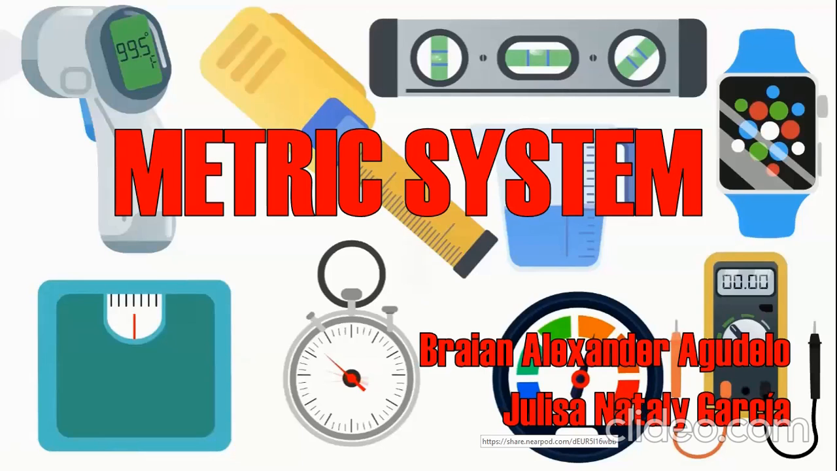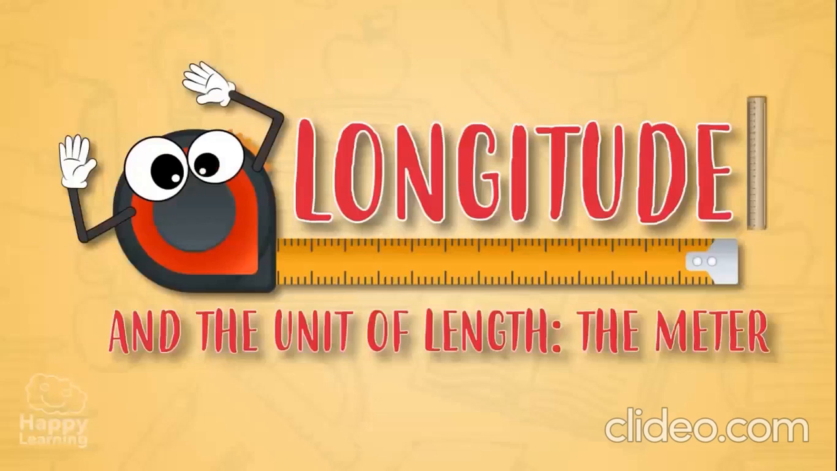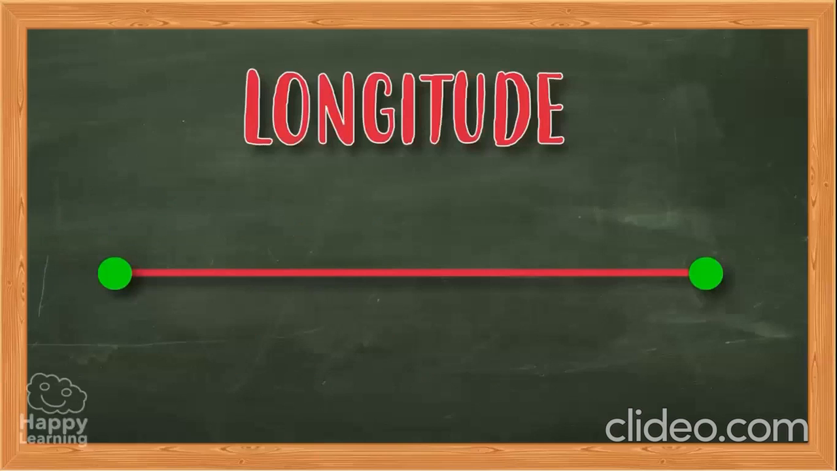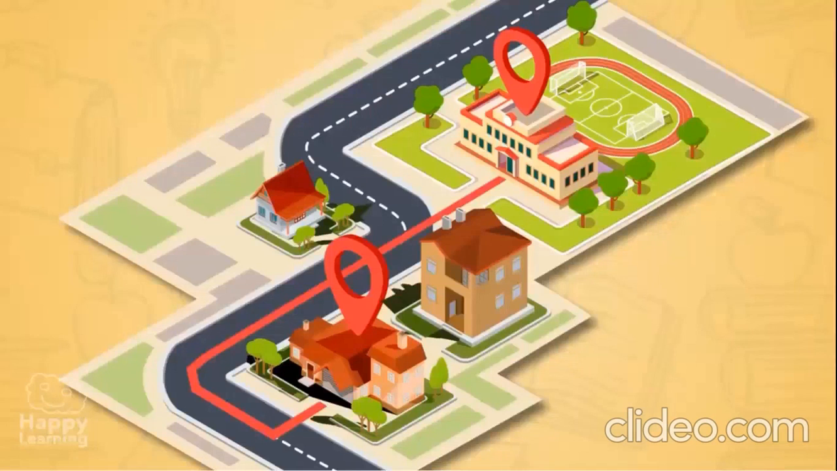Is metric system measurement. Now, I'll talk about longitude. Does anyone know what it is? No, teacher. Okay. So I'm going to explain it. Longitude is the distance between 2 points. For example, like the distance between your home and your school.